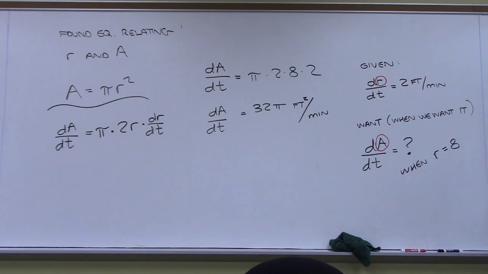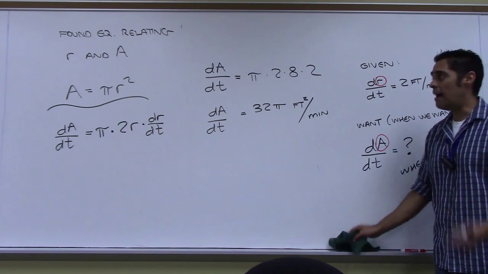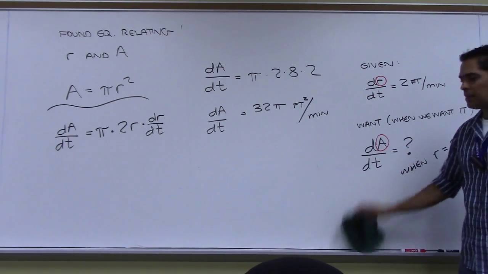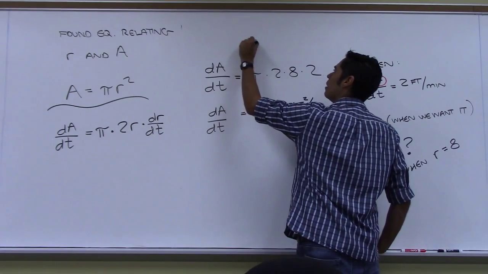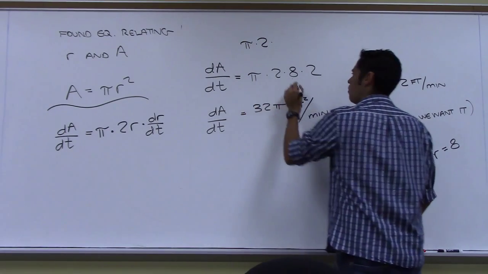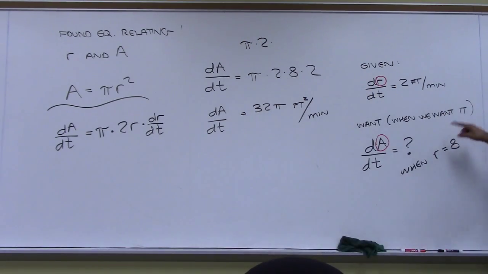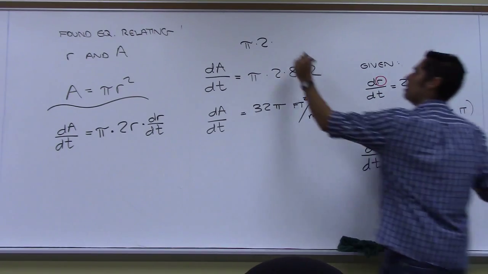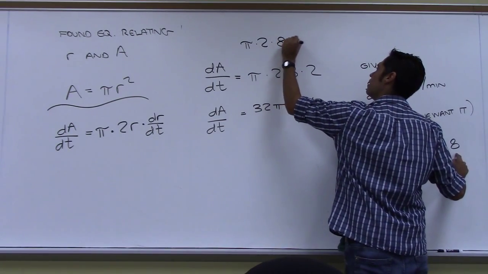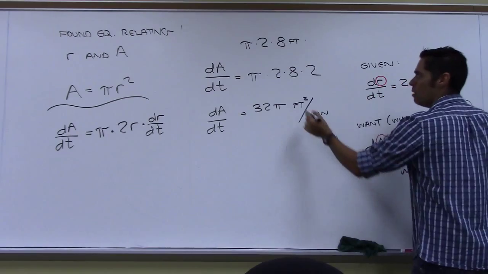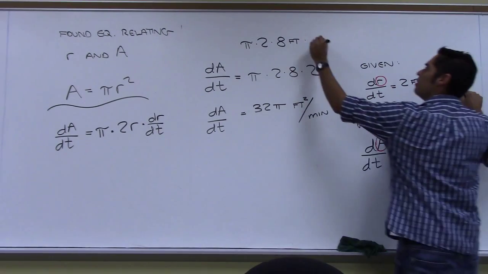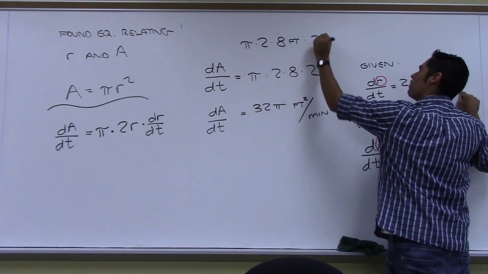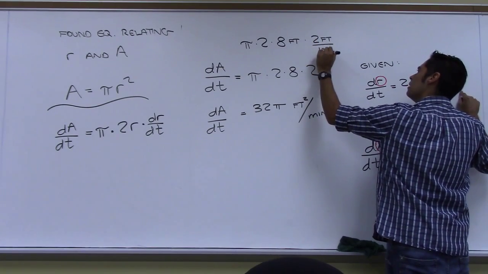So 32 pi square feet per minute. Now, if you prefer to keep your units there the whole time, you get the same answer. You would go pi times 2 times, now what was the 8? The 8 was 8 feet. Sorry, 8 feet times, now what was the dr/dt? 2 feet per minute. So let's write 2 feet over 1 minute.